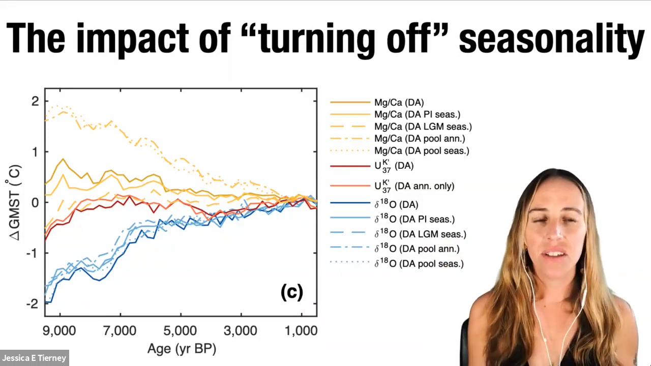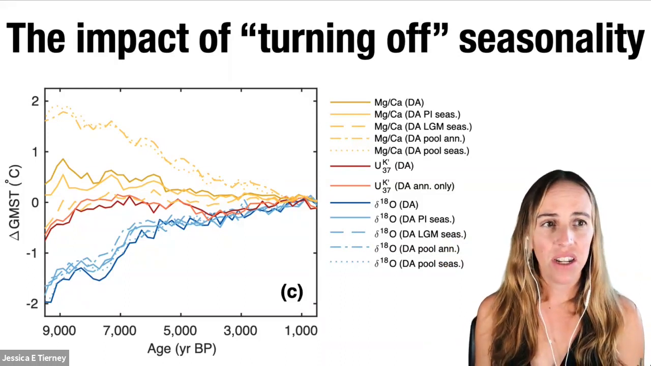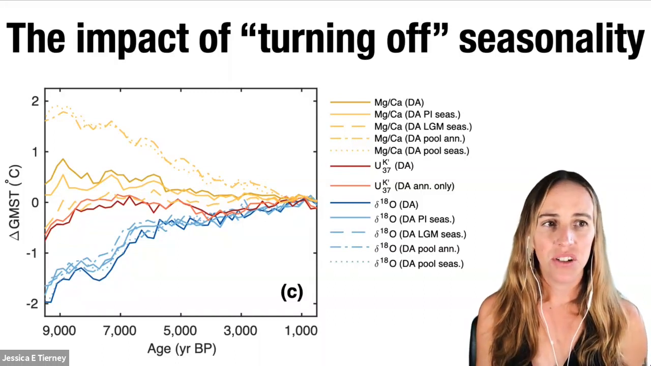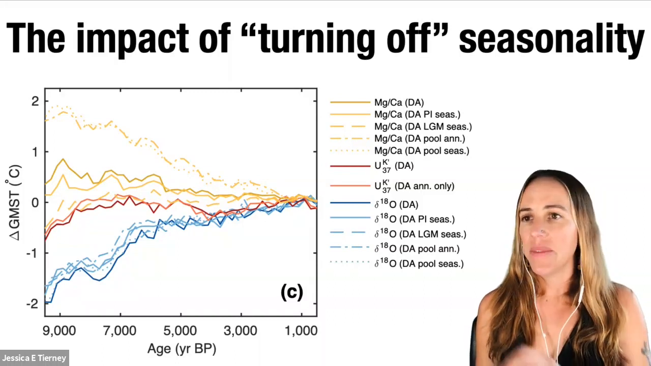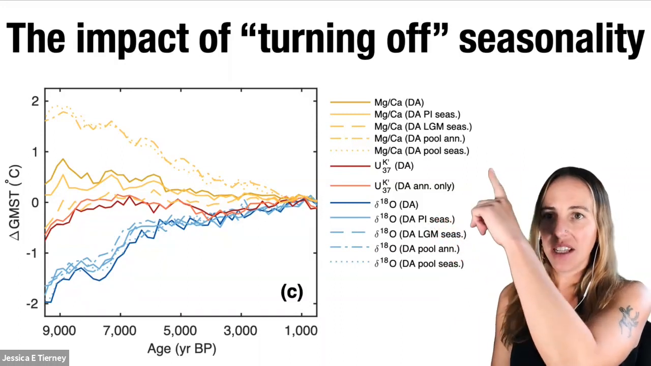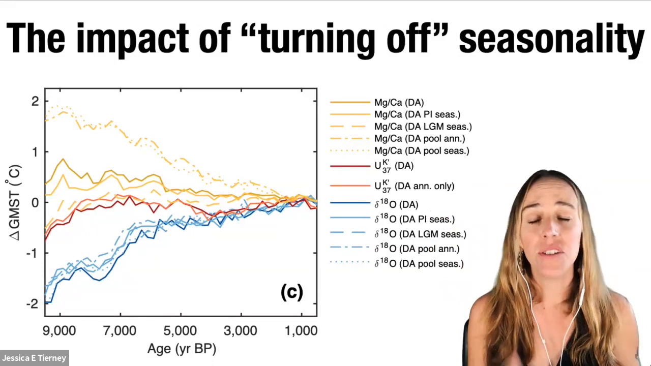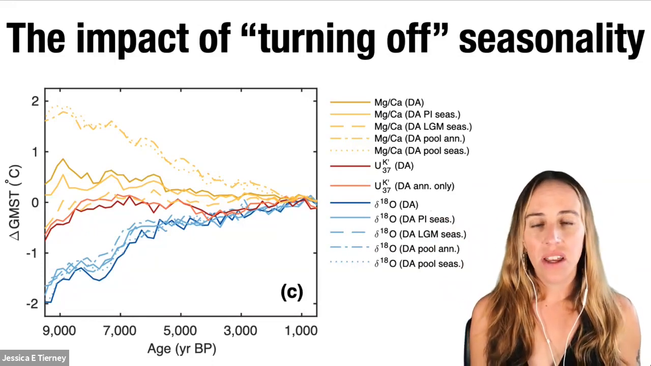And MAG-Cal, you can see that there's a little more action going on here. Although, again, when we fix seasonality at pre-industrial and the LGM, we didn't get too much of a change. Fixing at the LGM reduces the magnitude of Holocene warmth in the MGCA DA alone.